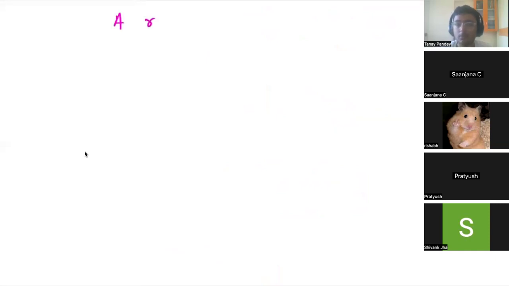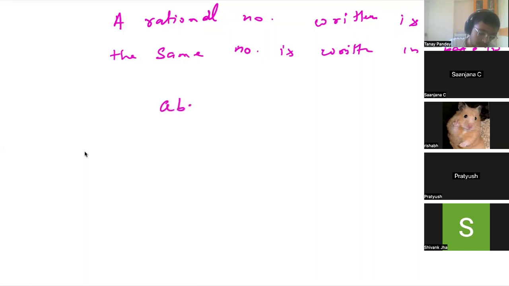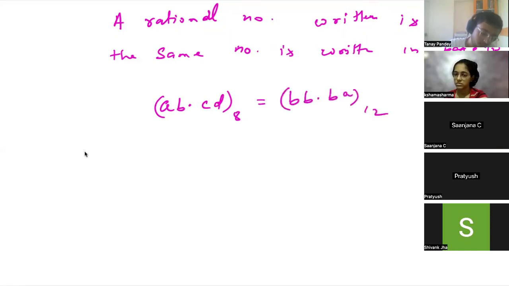A rational number is written in base 8. The same number is written in base 12, right? The first number given is AB dot CD with base 8, and that is equal to BB dot BA given with base 12. Find the number. Question, right?